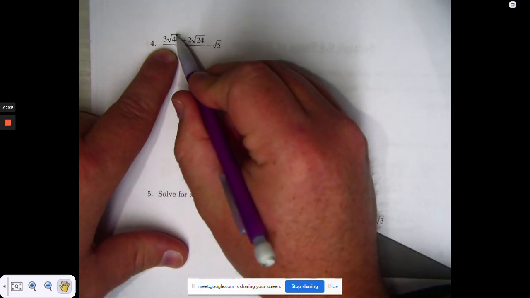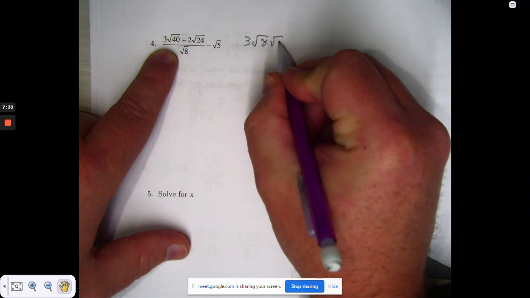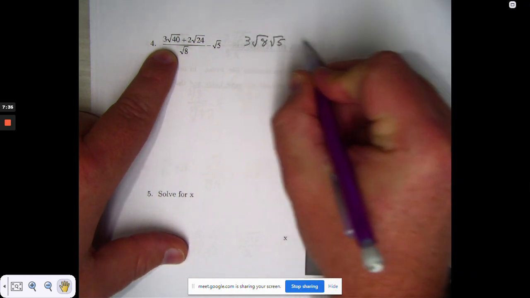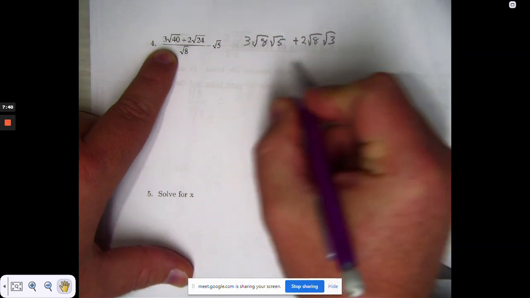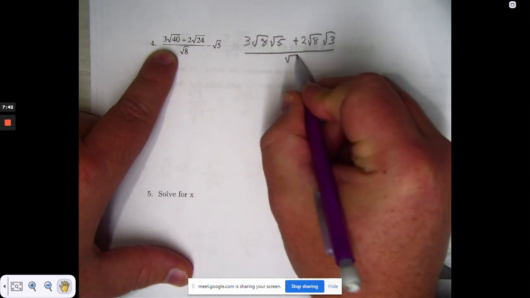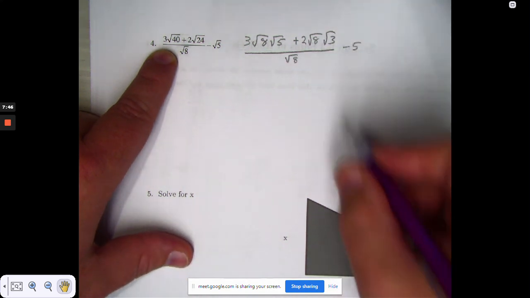So I'm going to go ahead and write this as 3 times the square root of 8 times the square root of 5 plus 2 times the square root of 8 times the square root of 3, all divided by the square root of 8 minus 5 root 5.